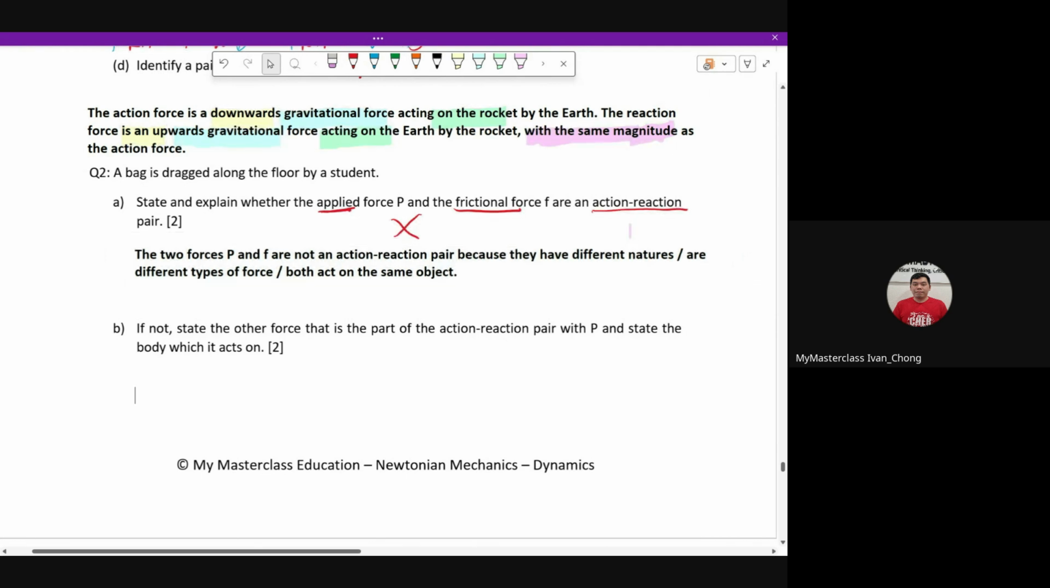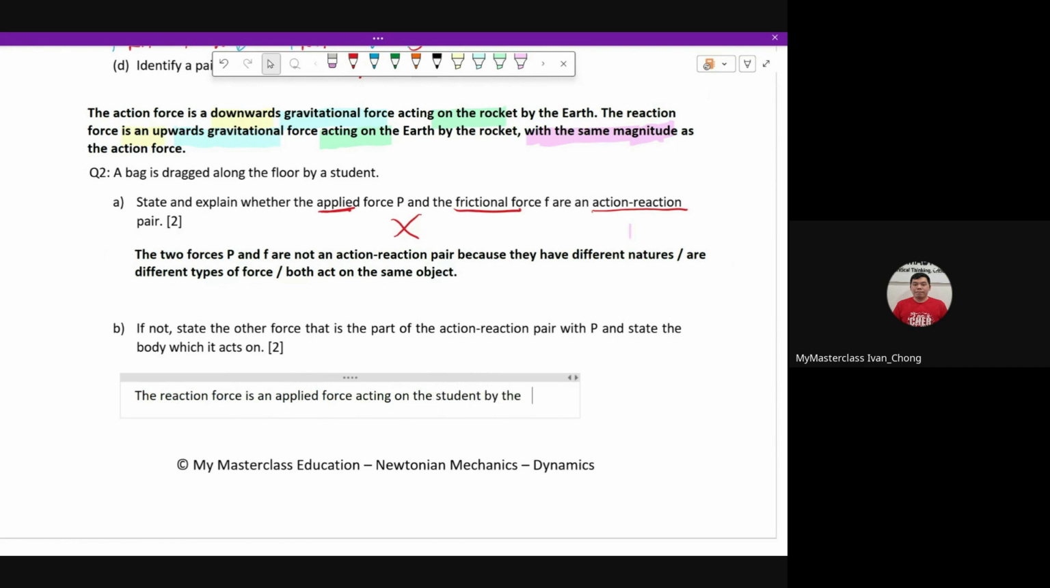Now, if not, state the other force itself. So actually, if you see this kind of question with a follow-up question, right? Most of the time, you know that part A answer should be that they are not action-reaction pairs. Okay, so state what's the other force that is an action-reaction pair with P. So now P is your action. So what you want to do is state what is the reaction force. The reaction force is, because you're pulling the bag, it will be similarly an applied force. Now, instead of acting on the bag, we are now acting on the student by the bag.